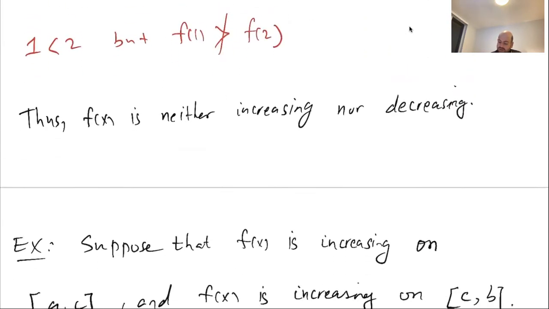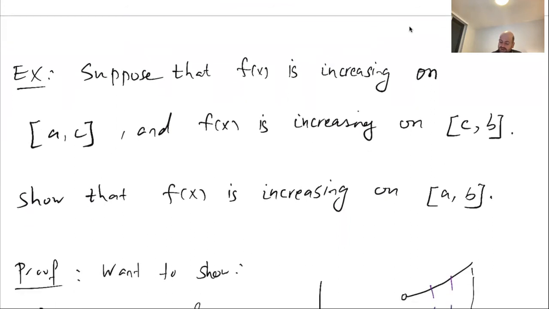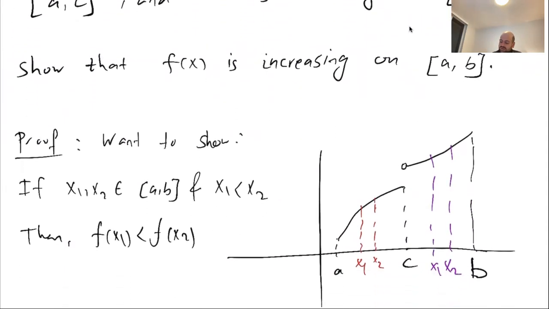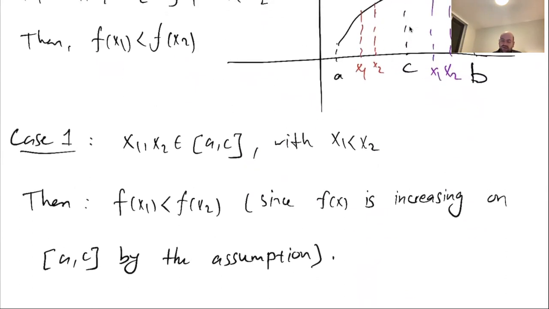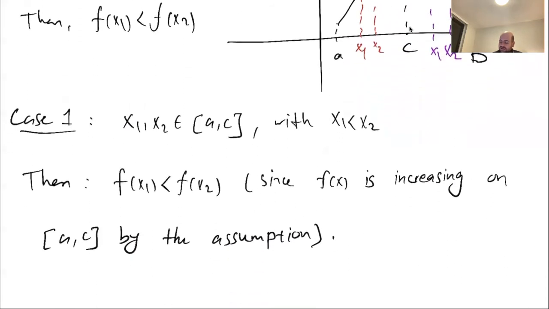My assumption was saying that f is increasing between A and C and also increasing between C and B. So I have two assumptions here. And my goal is to show that it's increasing between A and B. So one possibility is I have two numbers, x1, x2. There are different possibilities. One possibility is that they are both between A and C. So in that case, I can definitely say that f of x1 less than f of x2 because the function is assumed to be increasing on A and C.